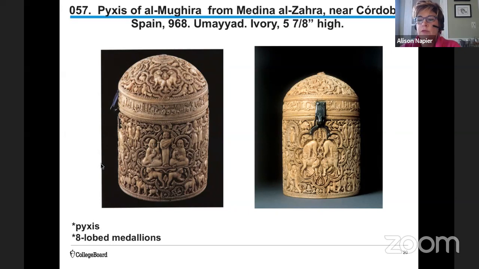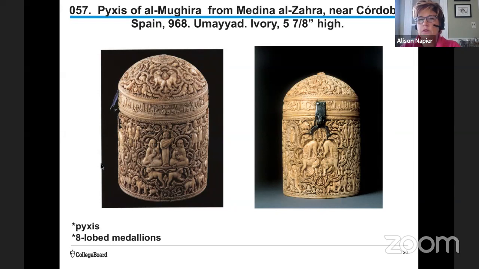It was a gift for the 18-year-old Al-Mughira, the son of the Caliph, probably thought to be a coming of age present. And so it contains an inscription on here, which is how we know it belonged to him. And that's important for understanding the purpose of the object.